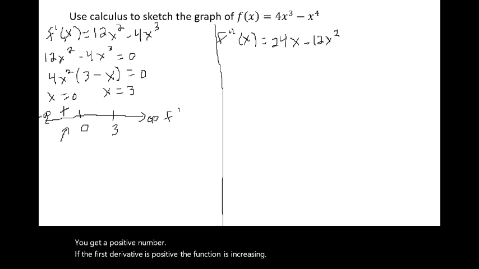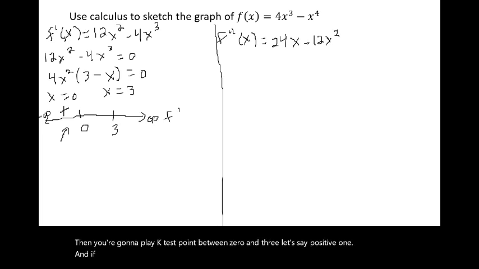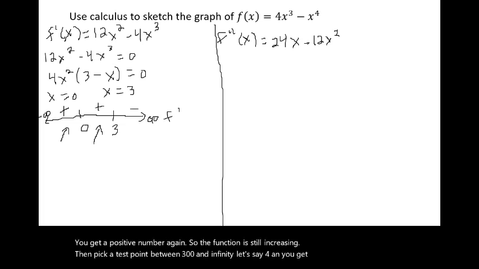Then you're going to pick a test point between 0 and 3, let's say +1. And if you plug +1 into the first derivative, you get a positive number again, so the function is still increasing. Then pick a test point between 3 and infinity, like let's say 4, and you get a negative number. If the first derivative is negative, the function is decreasing.